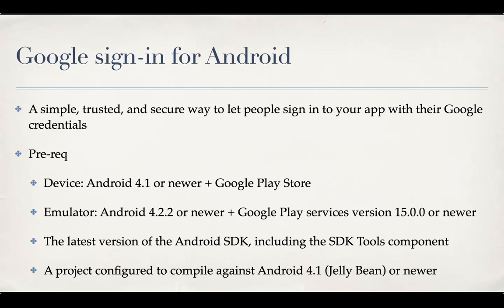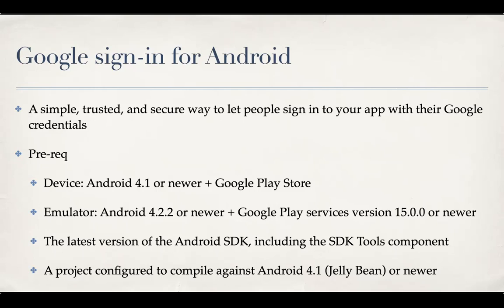Prerequisites, or what all you need. The device must have Android 4.1 or newer, plus Google Play Store installed on it. And we have been targeting all apps on API 21, which I think is 5.1. So we should be good. Emulator can have Android 4.2.2 or newer. And again, Google Play Services version 15 or newer enabled on those.